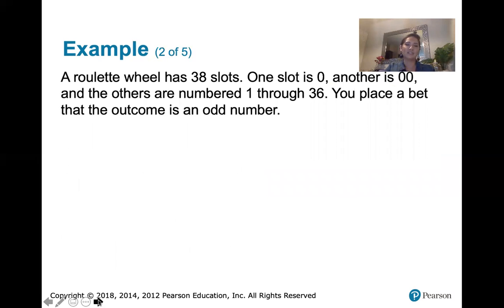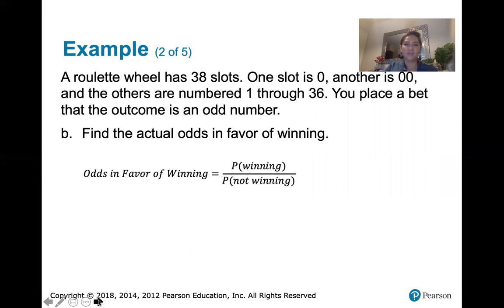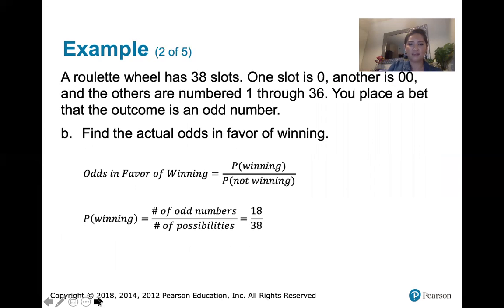So we're still dealing with the same situation. Now we've got another question. The question says, find the actual odds in favor of winning. So here's our formula. The odds in favor of winning is the ratio of the probability of winning to the probability of not winning. Now we already found the probability of winning. We know that there are 18 odd numbers out of 38 slots. So the probability of winning is 18 in 38.